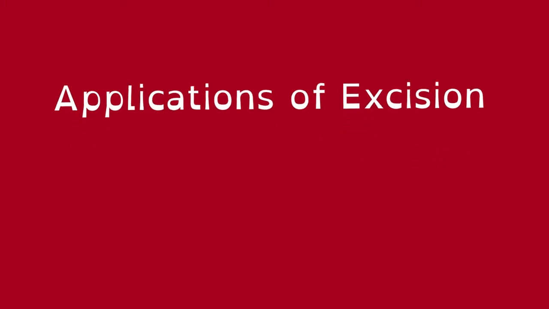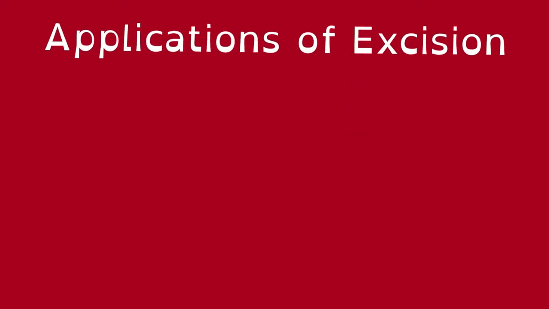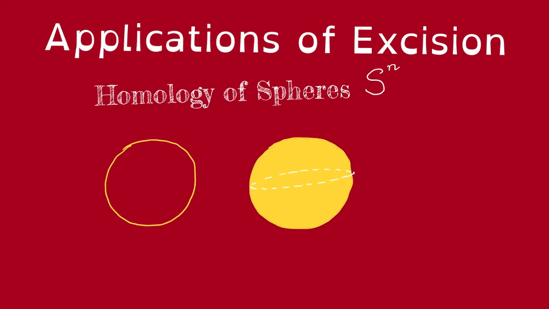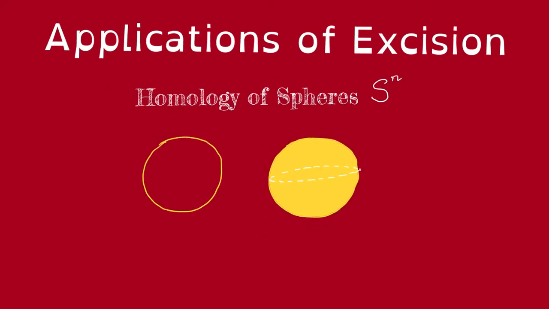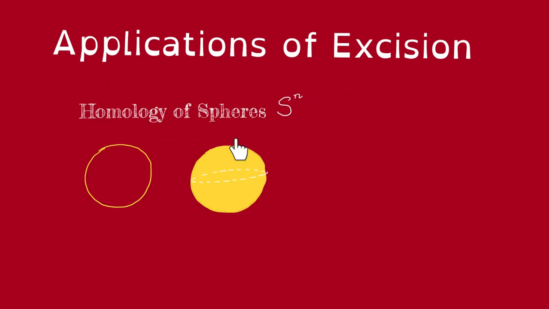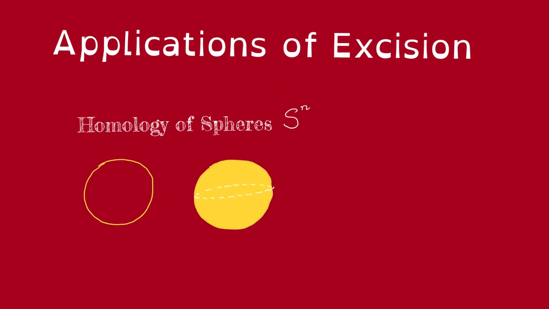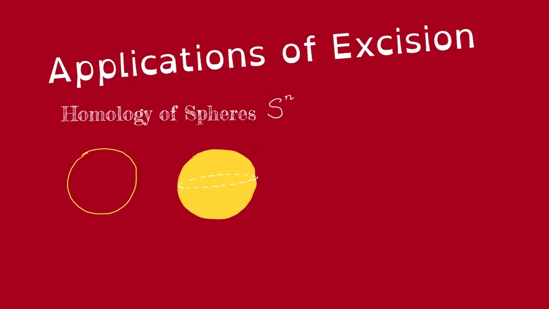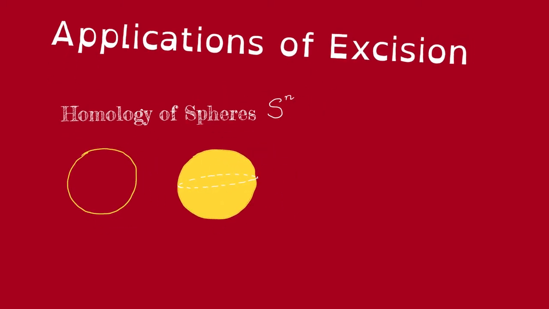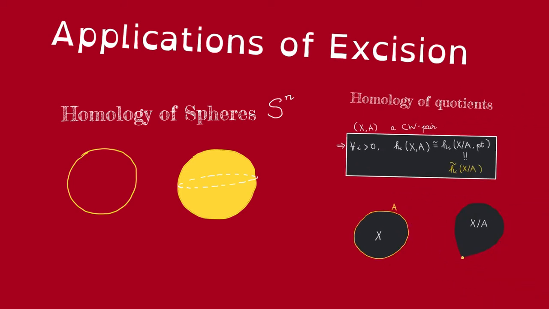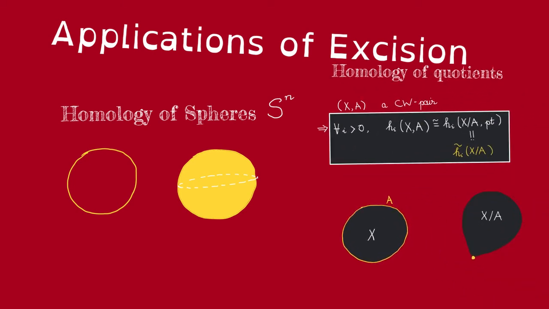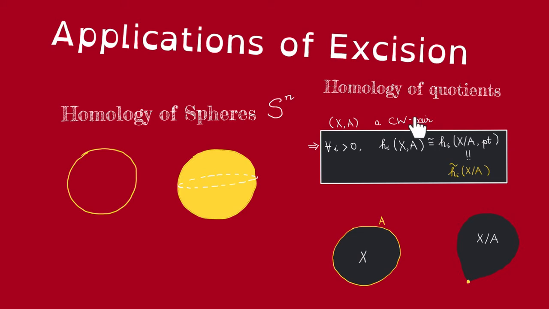Let's talk about another application of excision. We're gonna use excision to find the homology groups of the sphere. To be more precise, we're gonna find these homology groups of the sphere using excision, and also our first application of excision, i.e. the claim that relative homologies are just reduced homology of quotient.